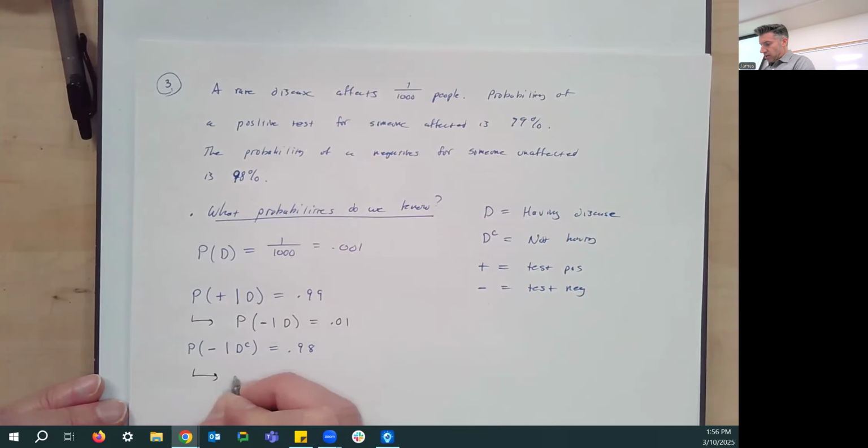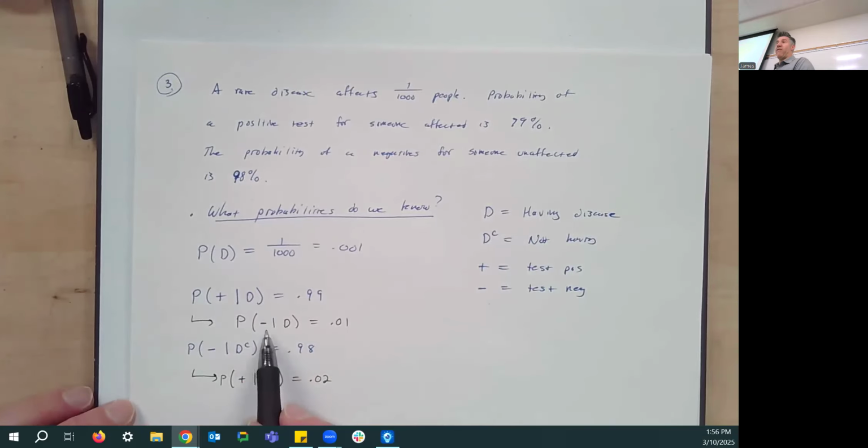Similarly, the probability of a positive test given that they do not have the disease should be 2%. Or in other words, the probability of a false positive is 2%. The probability of a false negative is 1%. The false negative is when you falsely test negative. False positive is when you falsely test positive.